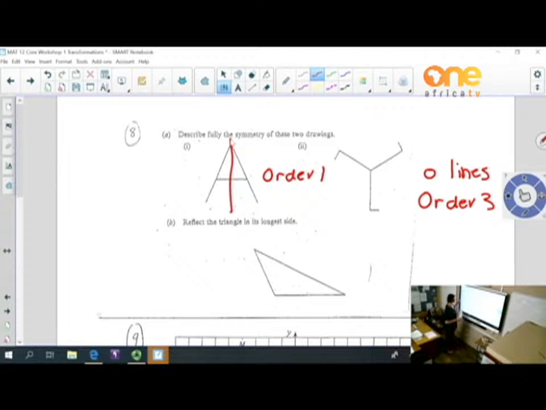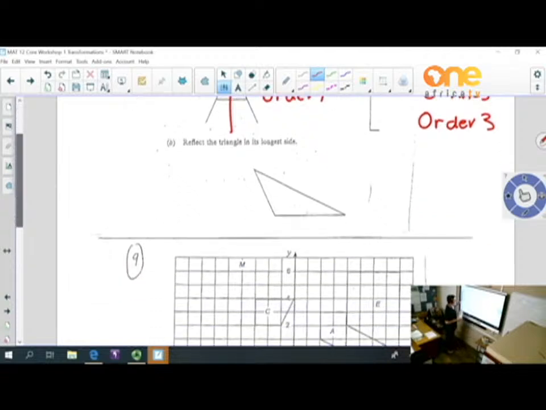Now here we have to draw the reflection in the longest side, which is obviously this side here. Now remember, this paper is not vertical now. It is always a good idea to turn your paper so that your body line of symmetry and this line of symmetry is in line. Then it is easier to draw it. So turn your page so that you can find that point.